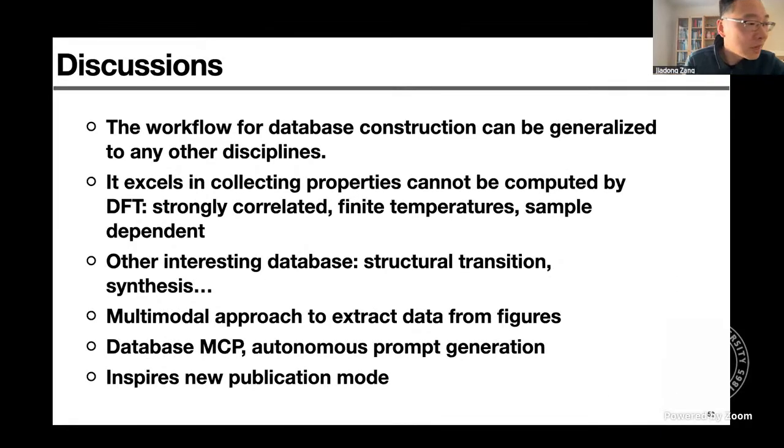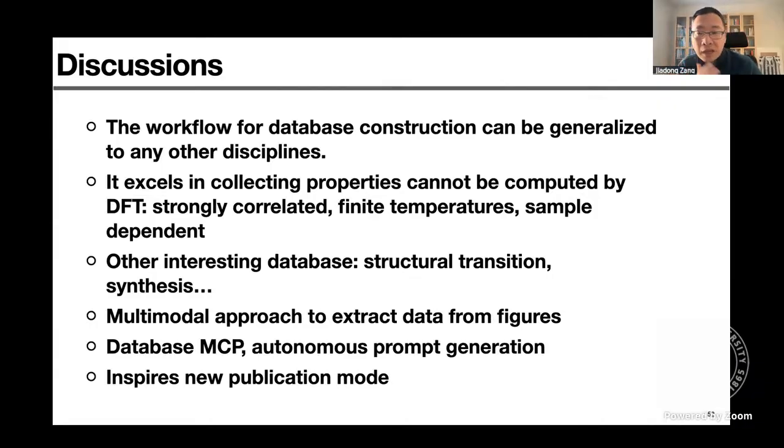So I'll conclude my talk with some discussions. First of all, I would like to say that this workflow for the database construction is very general. And we really would like to apply this method to collect some properties that cannot be easily computed by DFT. For example, strongly correlated systems or any physics at finite temperatures. Probably it's not easy in terms of DFT. Also, some properties will be sample dependent. For example, the coercivity field that I mentioned.